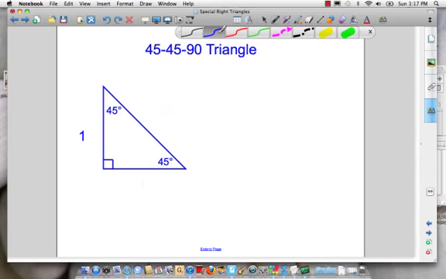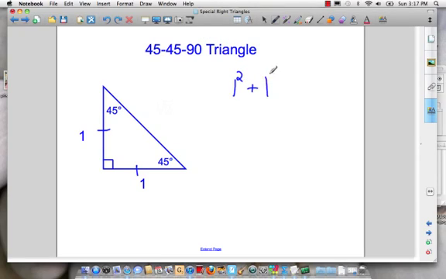Now, we know from geometry that if the two acute angles are equal, that means this is an isosceles triangle and those two side lengths are also equal. So I'll go ahead and also place a 1 right there. Now I'm going to use the Pythagorean theorem to find the length of the hypotenuse. Well, the Pythagorean theorem says that a squared plus b squared should equal c squared. And in this case, a and b, the two legs of the triangle, both measure 1 unit.